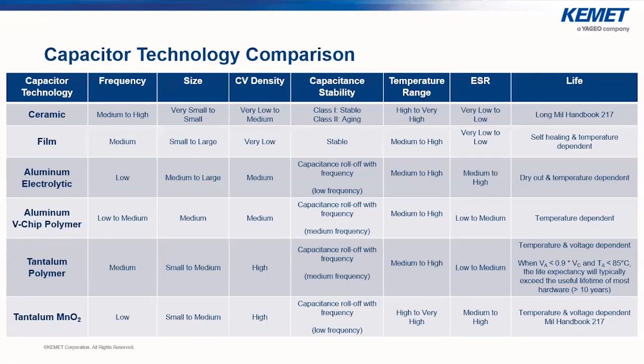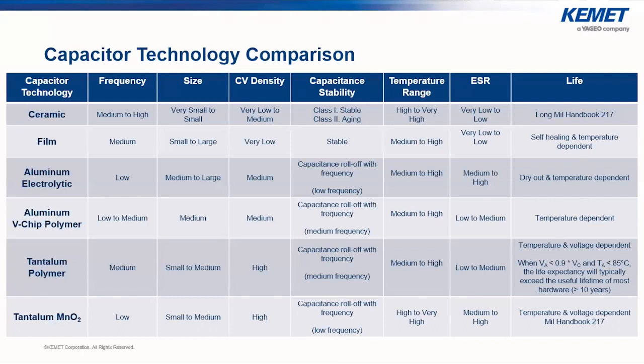The aluminum polymer does offer some larger capacitance values that you can't get with the tantalum polymer, simply because the parts are physically bigger, and you can also go higher in voltage in the aluminum polymer. Now the polymer technology, the advantage there is twofold again.